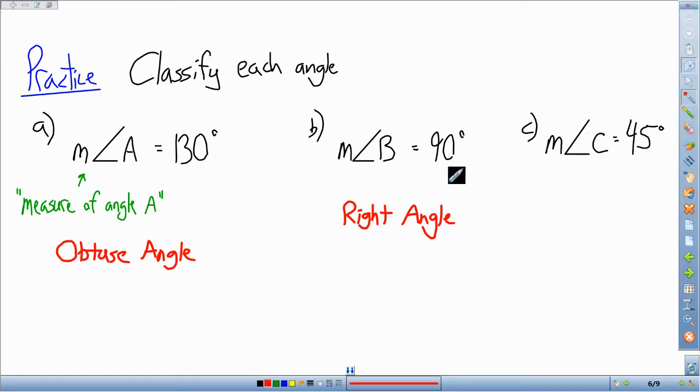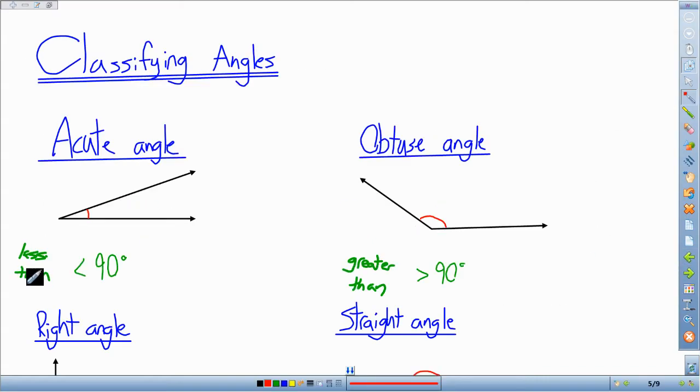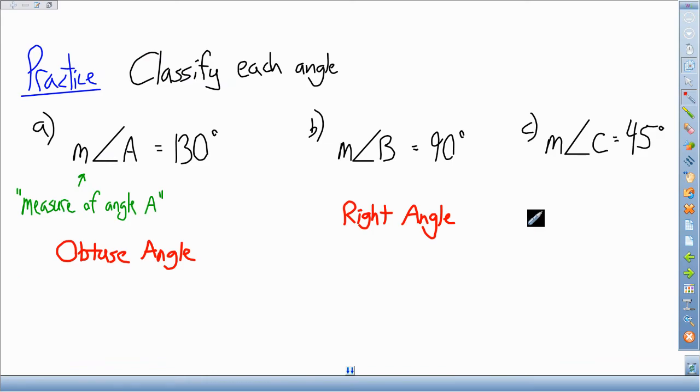Okay, last one. My measure of angle C is 45 degrees. Here's what I know. 45 degrees is less than 90 degrees. This thing is an acute angle. Okay, so those are some good words to use.